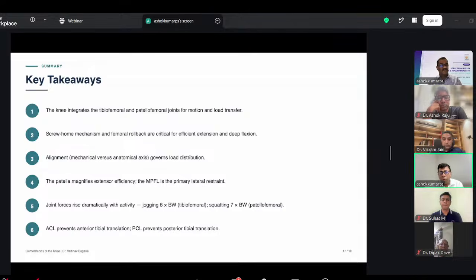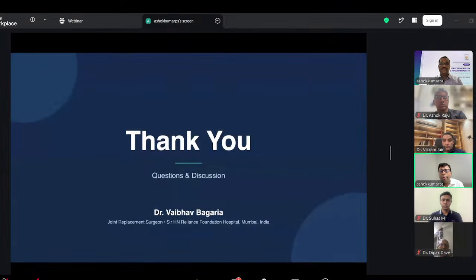The joint forces are different for different activities, and activities like jogging and squatting result in high joint forces. And we must remember that the joint is not mainly the bones, but important are the ligaments as well. The two key ligaments are ACL and PCL, and they prevent the tibial translation in anterior and posterior direction. So these are the key takeaways and basics in a nutshell of knee biomechanics that one must know to be a good arthroplasty surgeon. So I thank you for attention, and if there are any questions, I'm happy to take them.